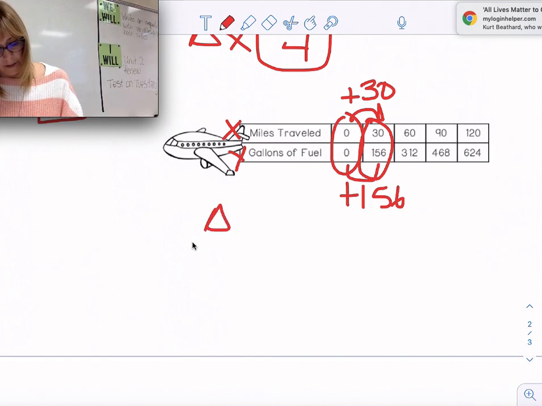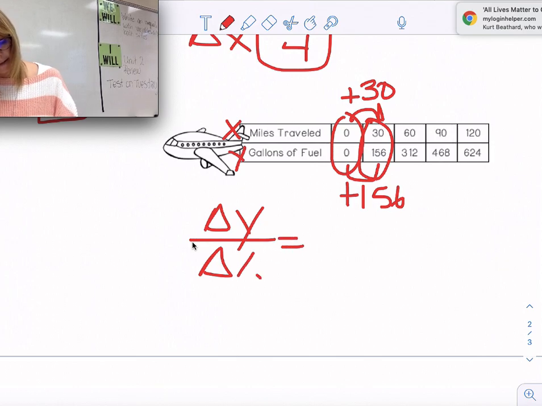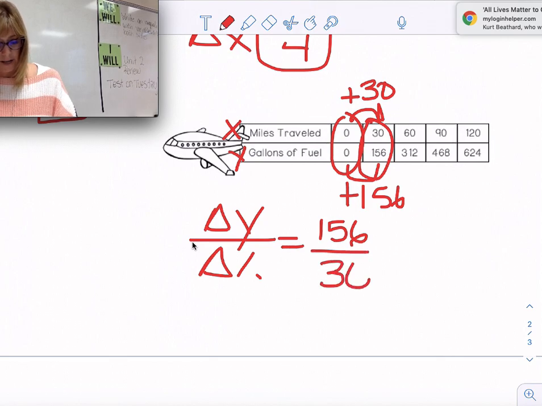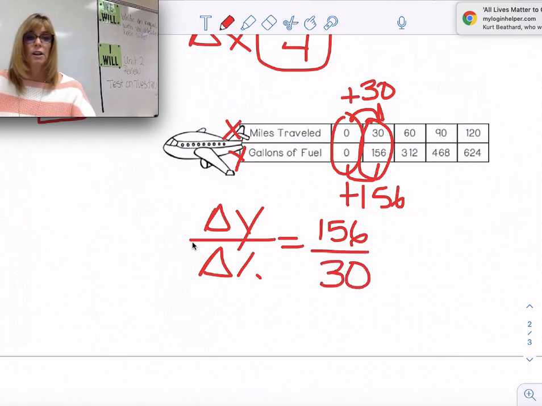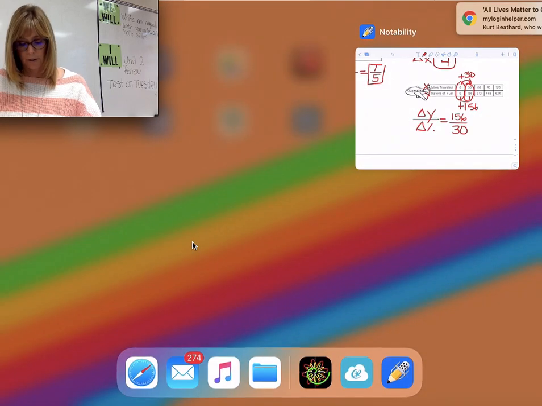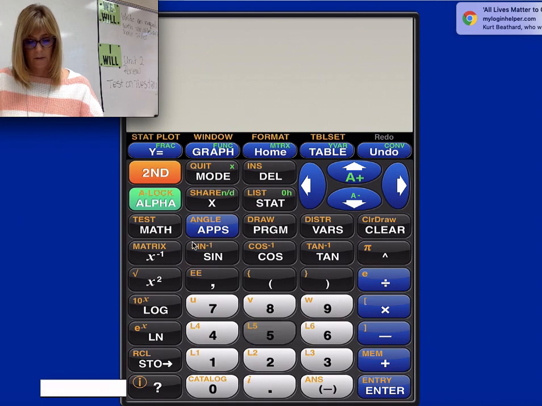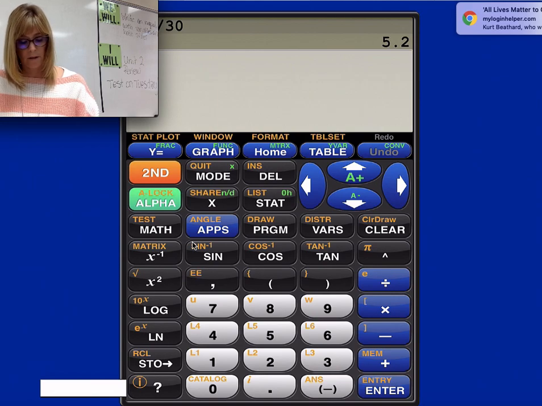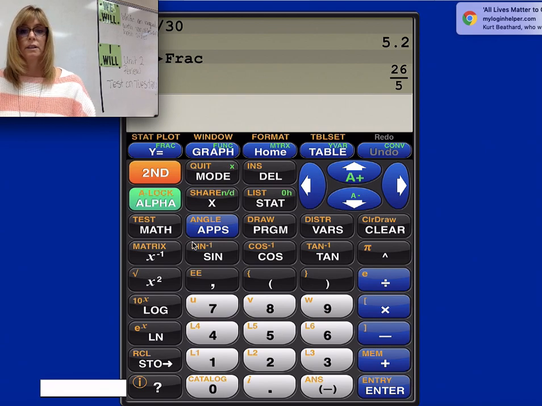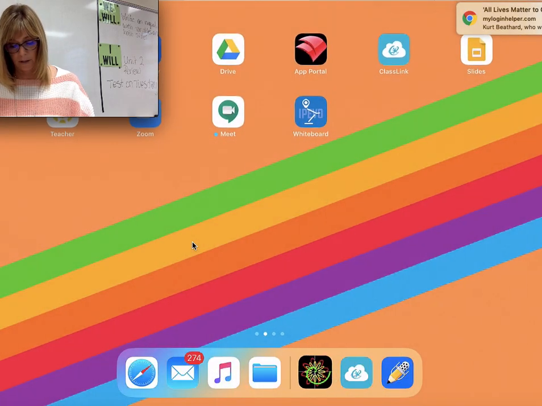So then I'm going to do the change in y over the change in the x. The change in y is 156, and then the change in x is 30. Now, I'm going to use my calculator here to see what that reduces to. So, it was 156 divided by 30. That's 5.2. If I want to change that to a fraction, I could, either one of these answers is going to be okay. So 26 over 5 or 5.2.